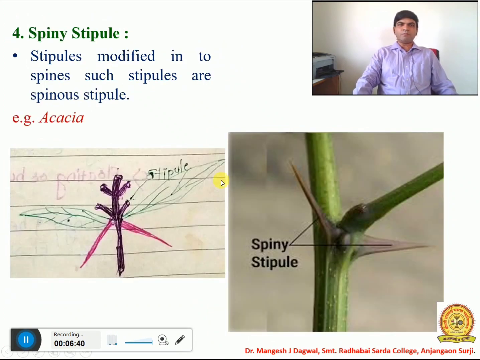Another one is the spiny stipule. Here the stipules are modified into spines. Now these form the spiny structure, and here we can see this spiny structure. These are called spinous stipules. For example, this is found in Acacia.